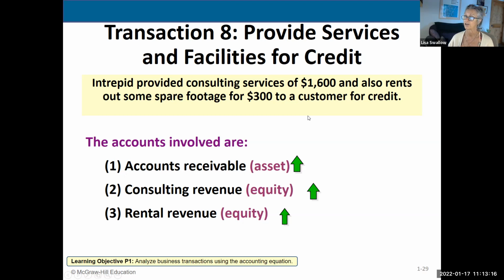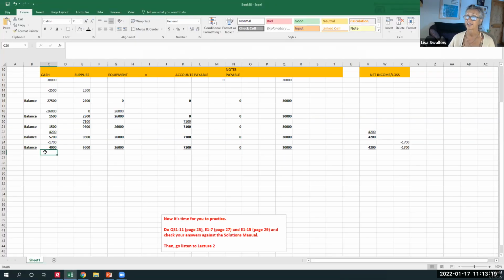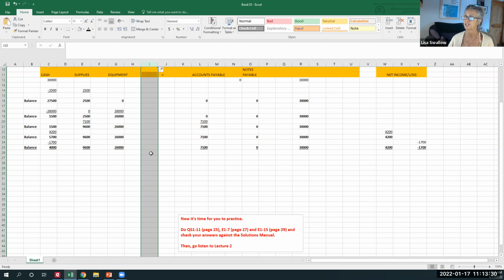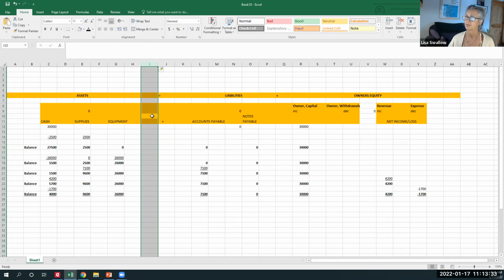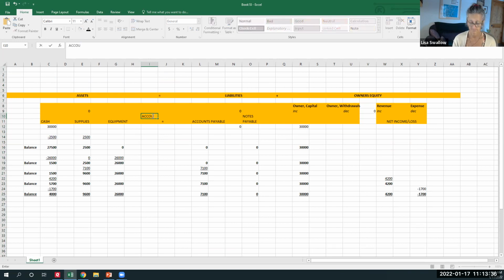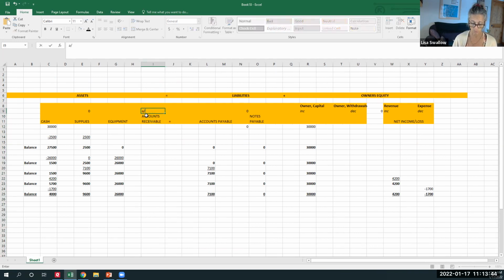Let's go book this on our sheet. So did I get cash? No. Did I get supplies? No. Did I get equipment? No. I have to add a new asset and there's nothing magic about adding a new asset. I'm going to put it right in here. Accounts receivable. And from here on, I will write it as AR. That's what it's known as. But for the first time here, when you're seeing it written, we'll do it as accounts receivable.